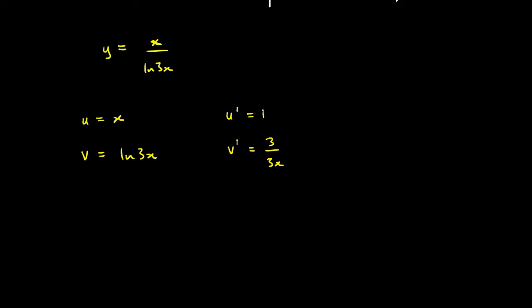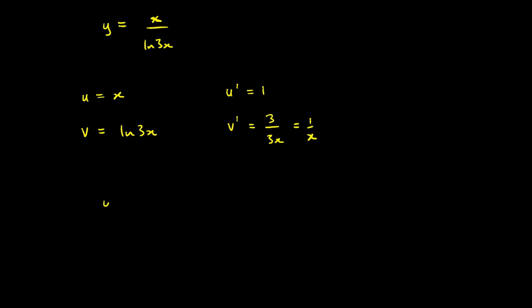3 upon 3x, beg your pardon. Basically, whatever's inside the natural log, that goes on the denominator. Then you differentiate it and you stick whatever you get onto the numerator. So 3x, if I differentiate, I get 3, stick it on the numerator. And that, of course, is the same as 1 upon x. So then what we've got to do is use the quotient rule. What is the quotient rule? It is v du, so ln 3x times by 1, which is ln 3x, minus u dv, which is x times by 1 upon x.